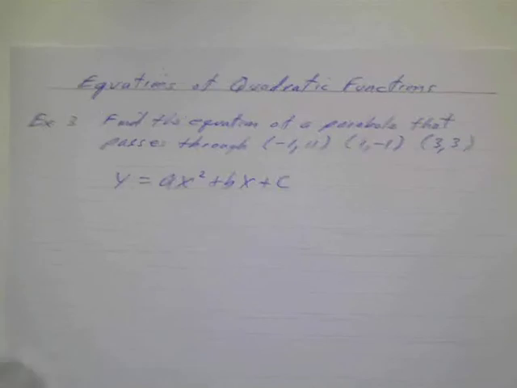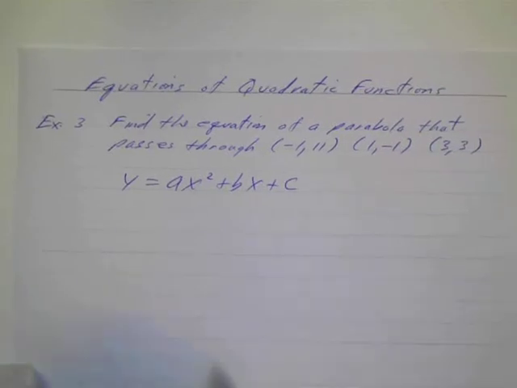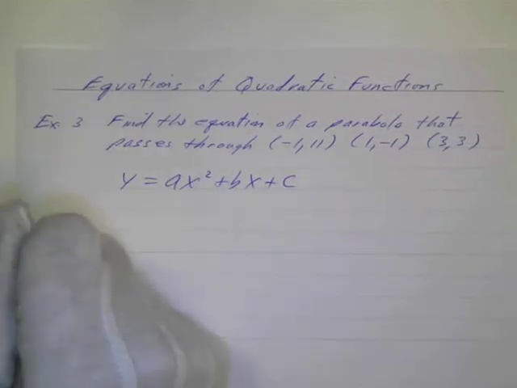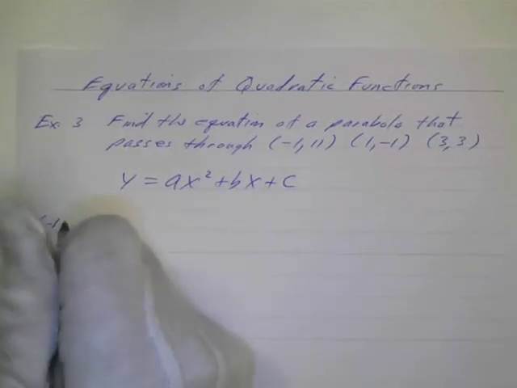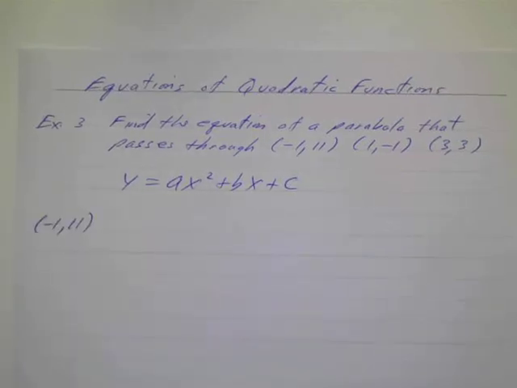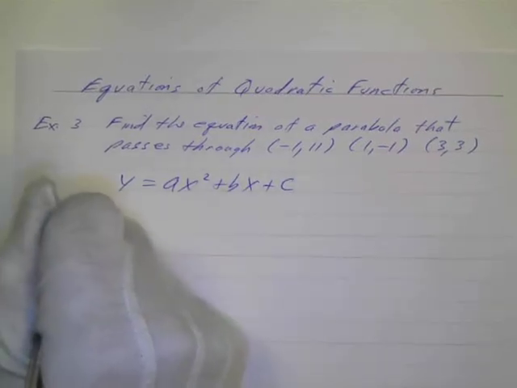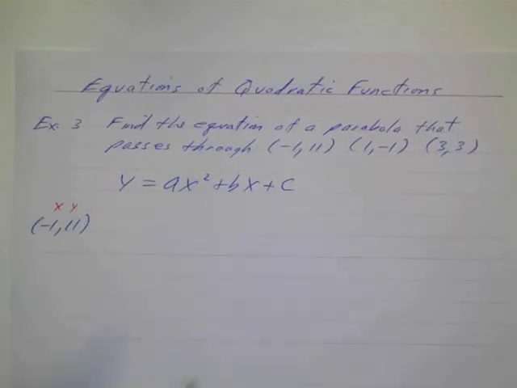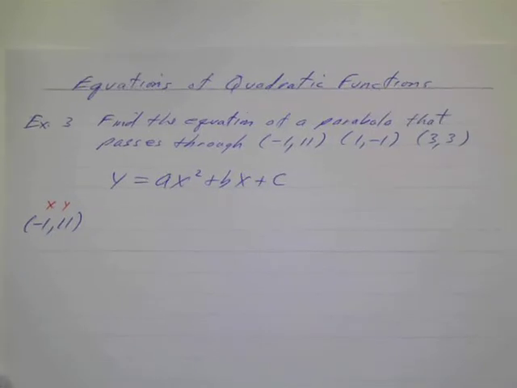And what we're going to do is we know that if it goes through this point, (-1, 11), then that's going to be the x and y. So now I'll rewrite this, and every time I see a y, I'll put 11, and every time I see an x, I'll put a negative 1, and try to get an equation in terms of a, b, and c, and we're going to do that for all 3 points, and we'll have 3 equations with 3 unknowns, and we'll have to solve those.